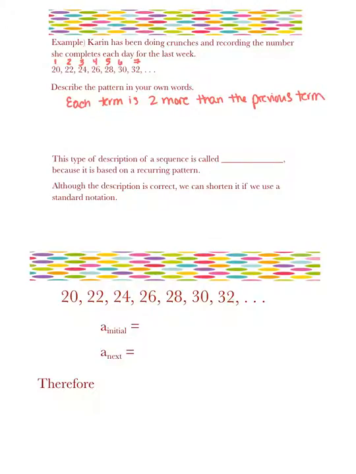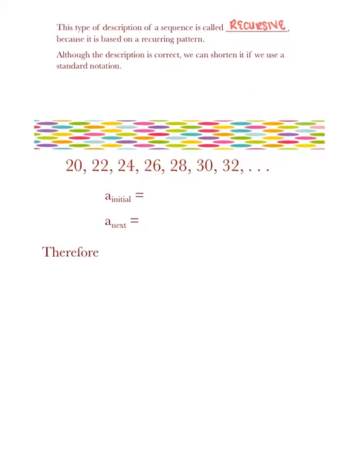This type of description of a sequence is called recursive because it's based on a recurring pattern. Although the description is correct, we can shorten it if we use a standard notation, which we're going to be able to use for all sequences.